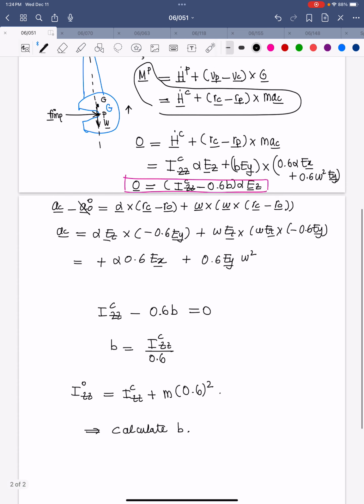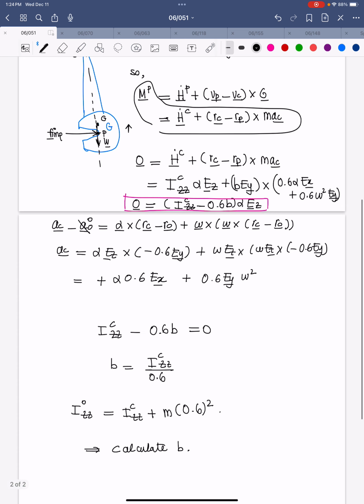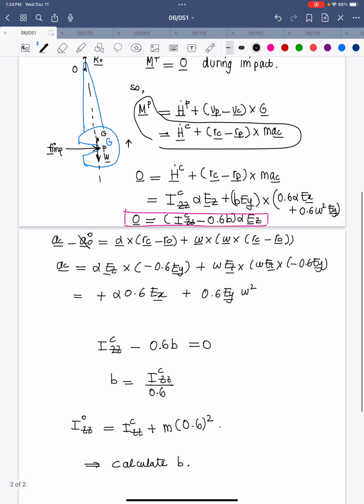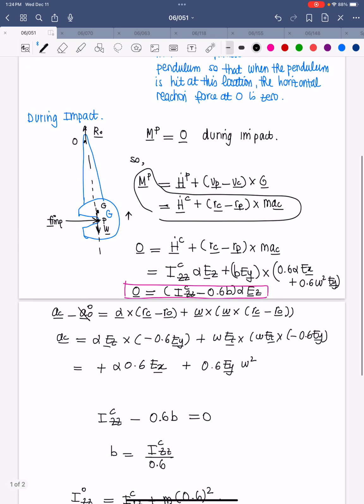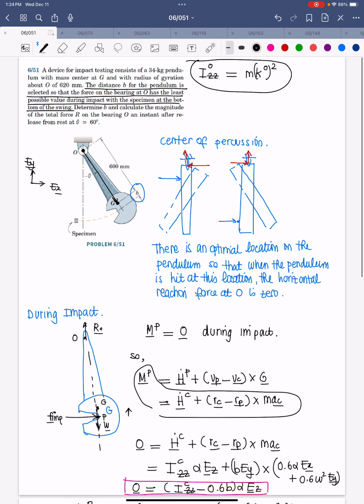Again, we are calculating B based on the fact that B is located at the center of percussion, meaning that during impact with the specimen, the reaction force at O is purely vertical. Because of this, during impact, the sum of moments about P is 0, and we can use this to calculate B. The second part of the problem is to determine the total reaction force R on the bearing O at the instant after release from rest. I will pause this video and solve the second part in another video.